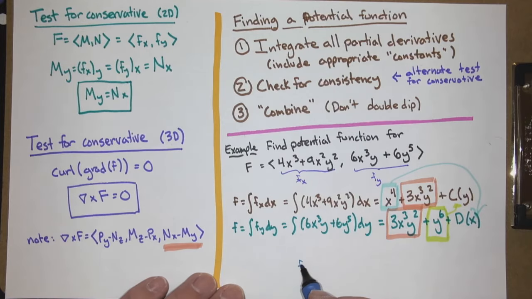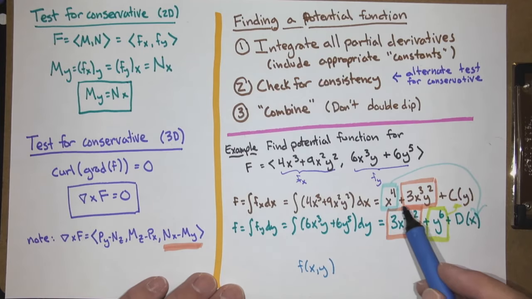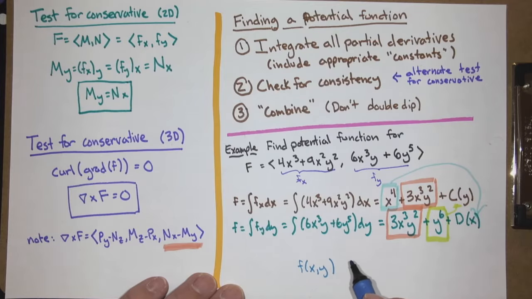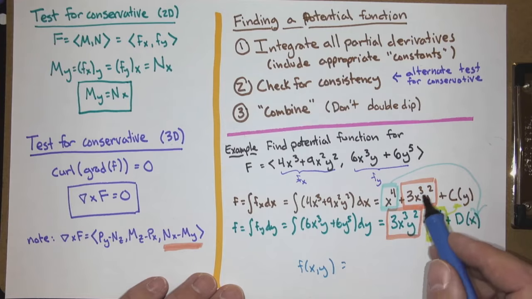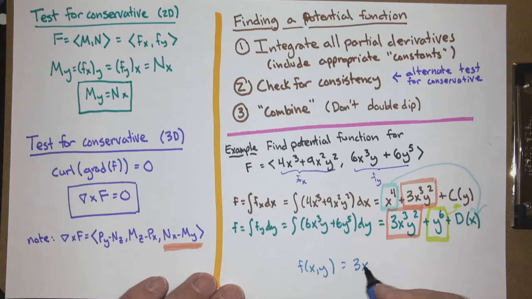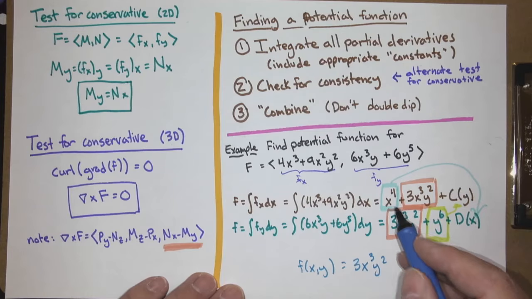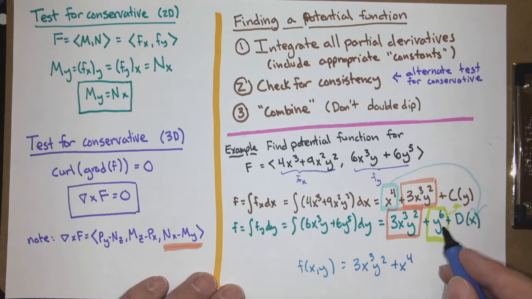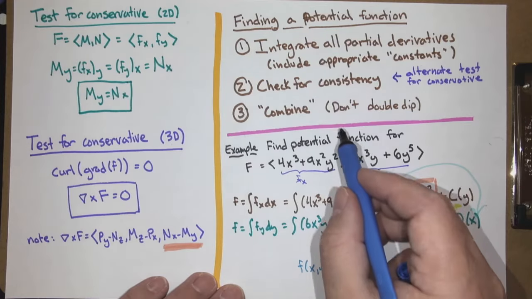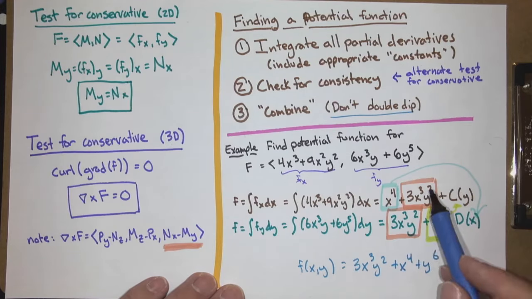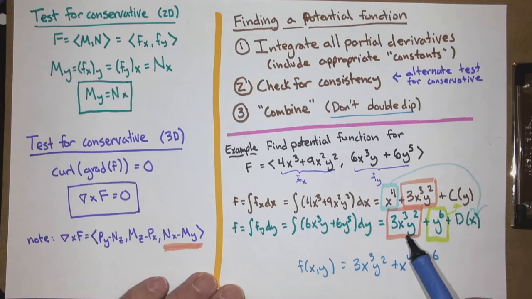So our potential function is, we just pick the pieces. So we'll put the common part, 3x cubed y squared, the x to the fourth, the y to the 6. The don't double dip says don't add this twice. So you don't want a 3x cubed y squared plus another 3x cubed y squared. You just need it once, because it'll handle both of them simultaneously. And that's the potential.